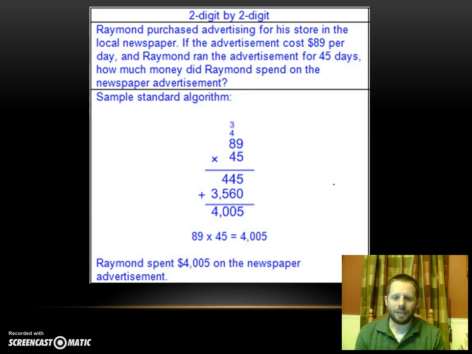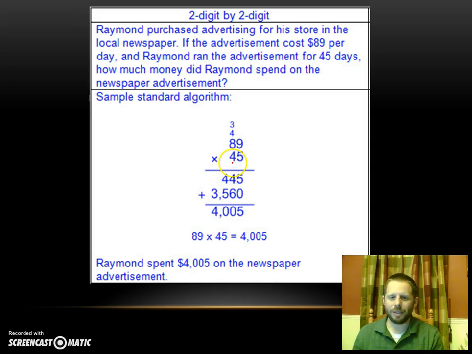Now, using our standard algorithm, which basically means our steps for multiplying, we begin here with the 5 in the ones place, and we're going to multiply 5 times 9 to get 45. So we'll bring down the 5, carry the 4. And then we're going to do 5 times 8, which is 40. Add the 4 that we carried, and so that gives us 44. Now, the 0 for the placeholder comes down because of our place value changing.